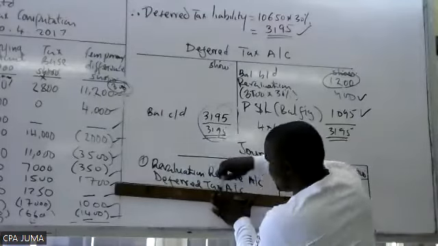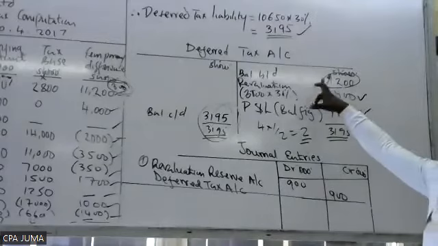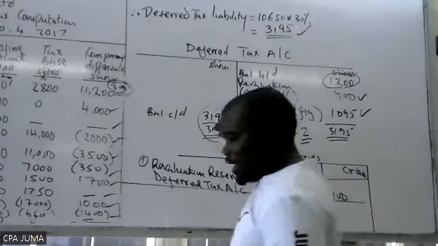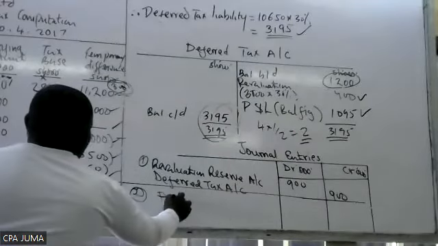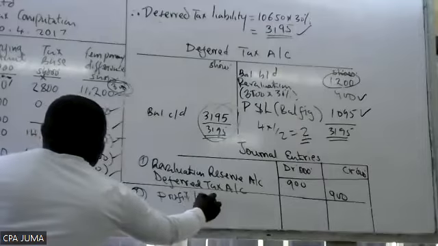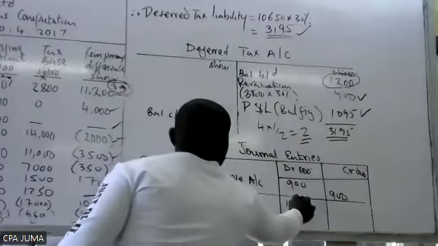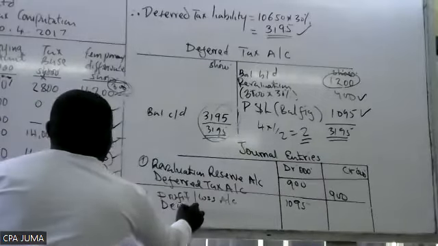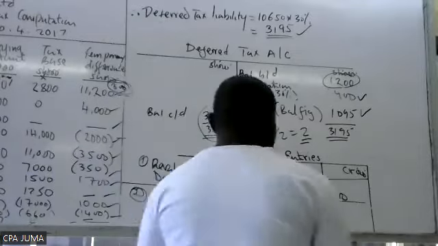That is one. The other one, let's pass this one here. We have credited deferred tax with the 1095. So you debit P&L, so debit profit and loss account with the 1095, because we have credited deferred tax account 1095.